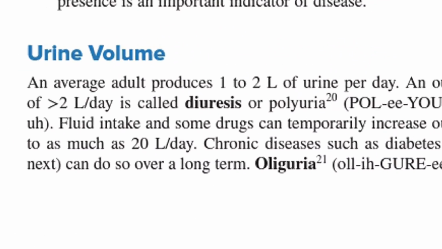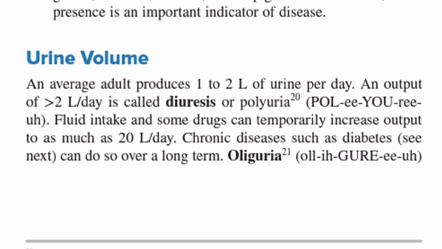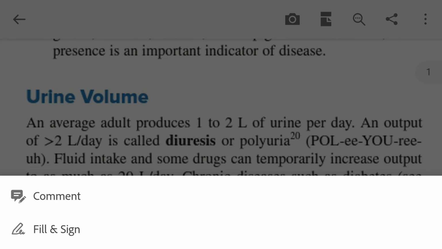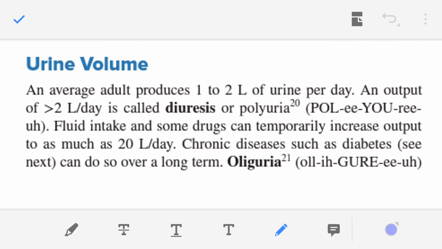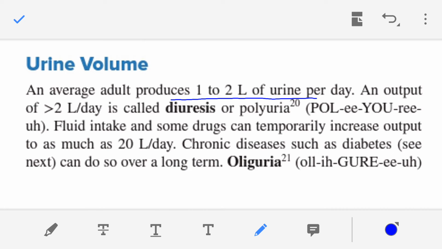Now, urine volume. See, an average adult person produces 1 to 2 liters of urine per day. So normally, a human being urinates 1 to 2 liters of urine per day, and if the urine output is greater than 2 liters per day, that condition is known as diuresis or polyuria.